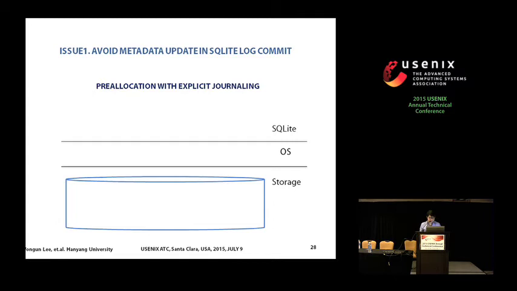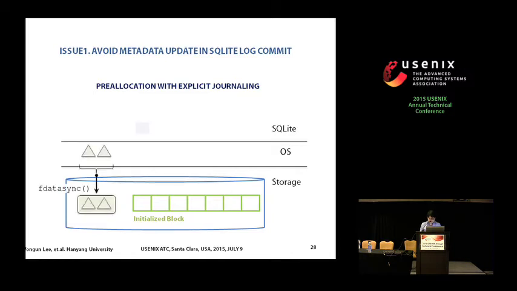Okay, let's address each issue one by one. The solution to the first issue is pre-allocation with explicit journaling and using non-allocating direct I/O in the WAL file. In WAL mode, we use the fallocate function to pre-allocate a certain amount of blocks for the WAL file and initialize all allocated blocks, and then we explicitly call fdatasync to keep metadata in the file system journal. This allows us to recover from a system crash.